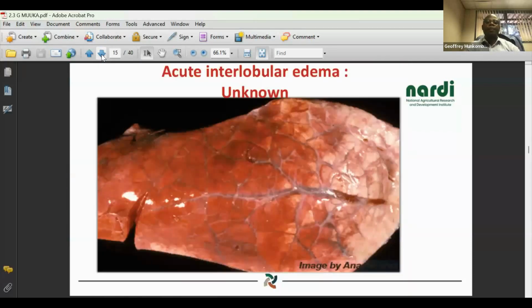Next slide, please. Yes, this is now, we can see the edema in the interlobular septa there, you can see what has caused it. It makes the lung look distended in the interlobular septa. This is a normal finding, and you might not know the cause.